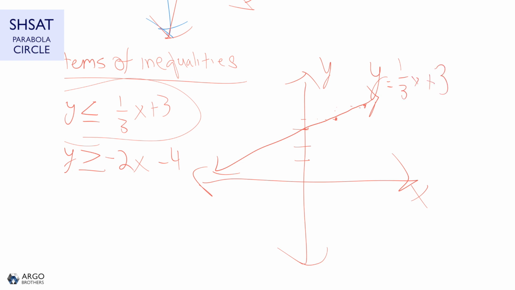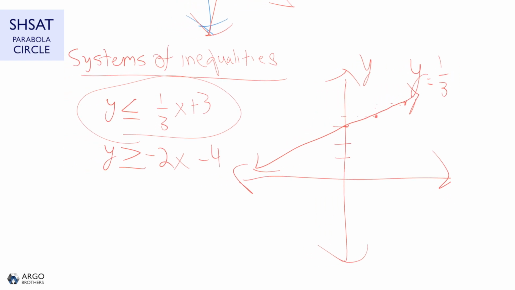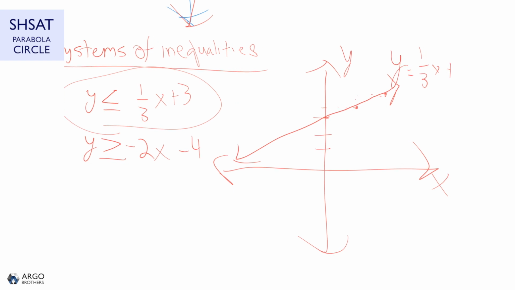That's what it equals, but we're still talking about an inequality. But let's just graph the line as if these inequalities were equal signs, just so we can graph it. So the next one is negative 2x minus 4, so that's a y-intercept of negative 4.